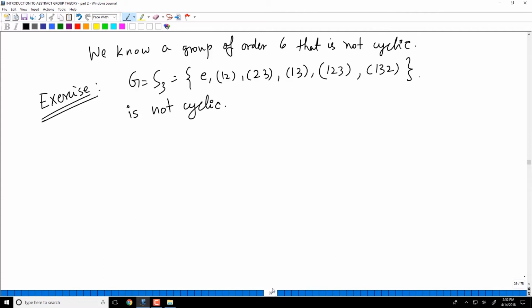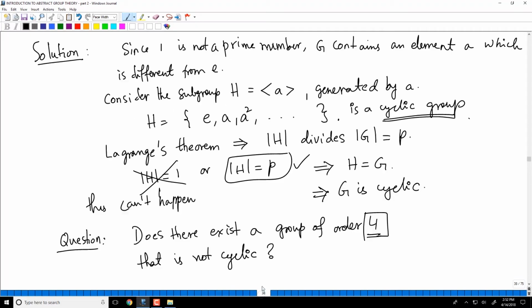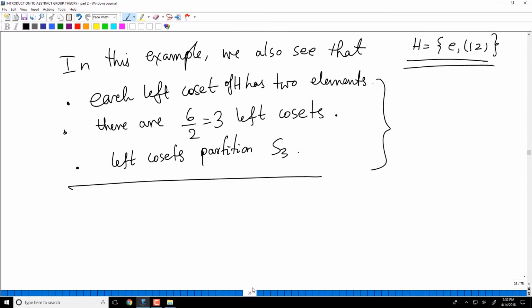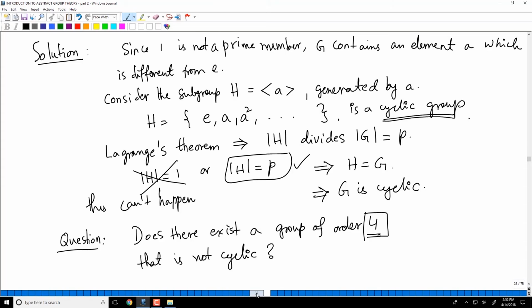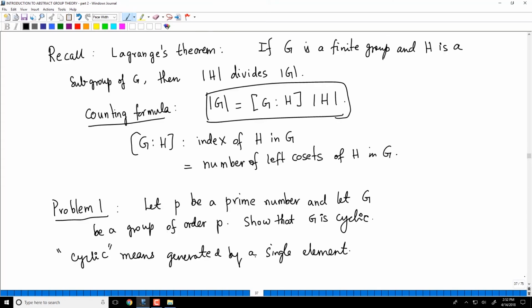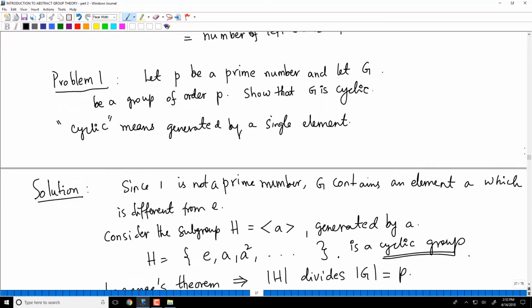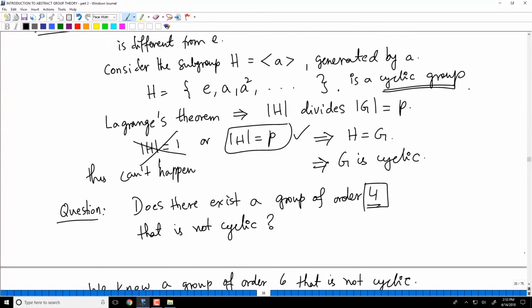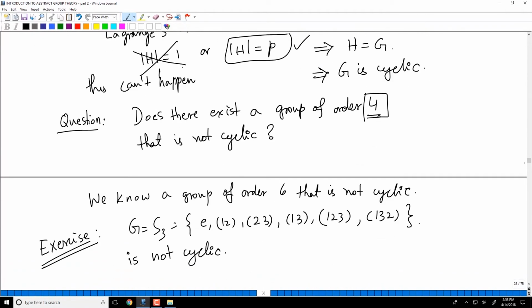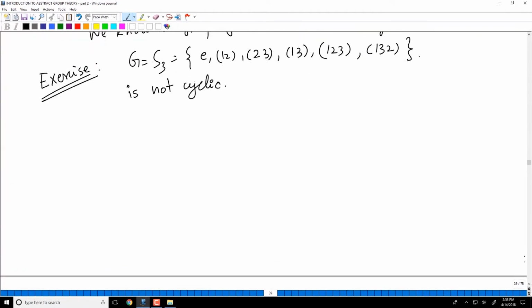Anyway, this is a digression. The problem was to show that any group of order equal to a prime number is cyclic, and we have used it. The solution is immediate once you use Lagrange's theorem. So Lagrange's theorem is very powerful. The point of the problem is to illustrate that.